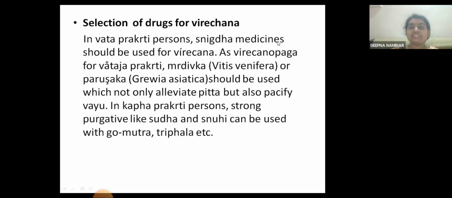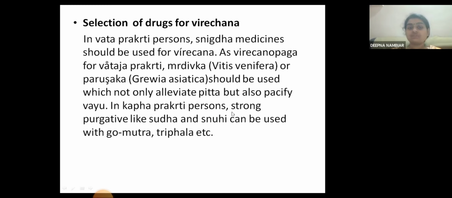Here, in a Vata Prakriti person, Snigdha medicines should be used for Virechana. As Virechanopaga for Vata Prakriti, Mridu or Paruskaka should be used, which does not allow Pitta to elevate but also pacifies Vayu. Because Vata plus Pitta has to be normalized here. If the dosha has to be normalized, Vata Anulomana should be there. So when we are giving a Virechana, Pitta is the major dosha that is intended, and Vata Anulomana should be there. So the medicines which have the capability to elevate Pitta, and also have an Anulomana effect, have to be selected for Virechana in these kinds of patients.